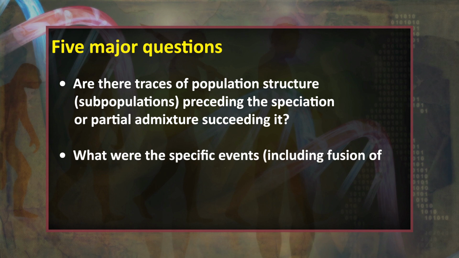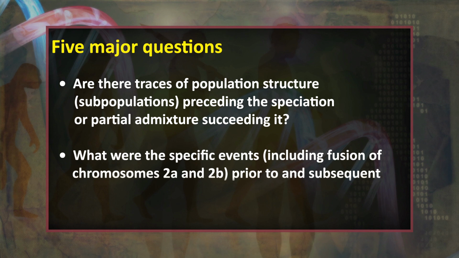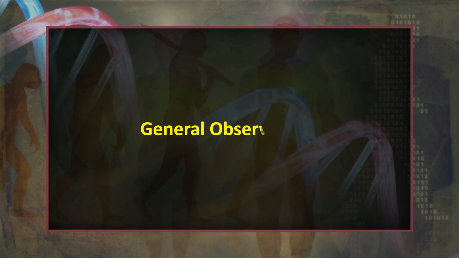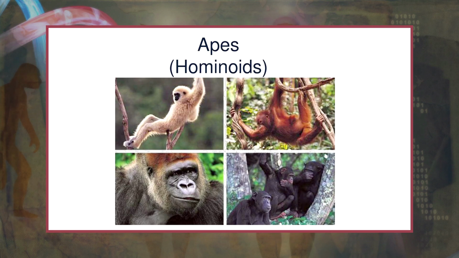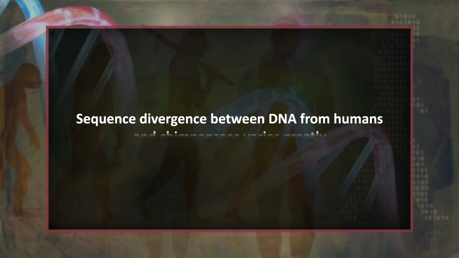Number 5, what were the specific events including fusion of chromosomes 2A and 2B prior to and subsequent to the separation? Dear students, let's talk about the general observations. Different parts of the genome show different sequence divergence between different hominoids. It has also been shown that the sequence divergence between DNA from humans and chimpanzees varies greatly.